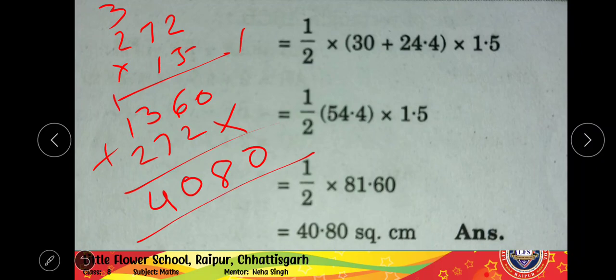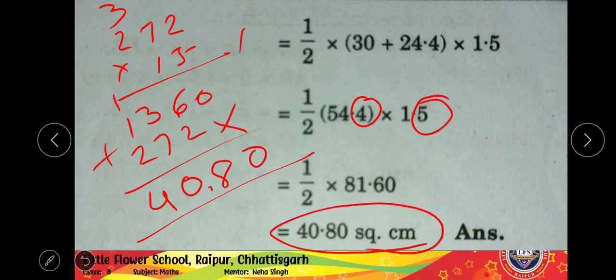We were having decimal one place here, right? So 2 places of decimal, 40.80 square centimeter. So what is the answer for area of trapezium for the given question? It is 40.80 square centimeter.